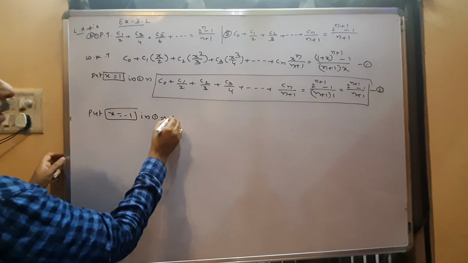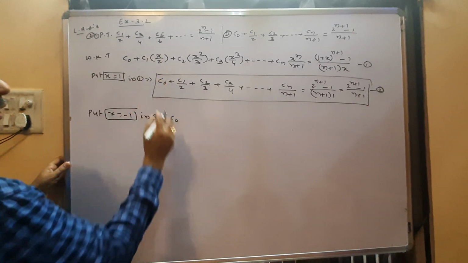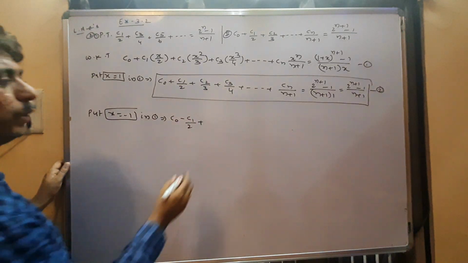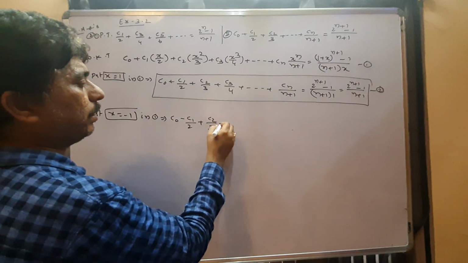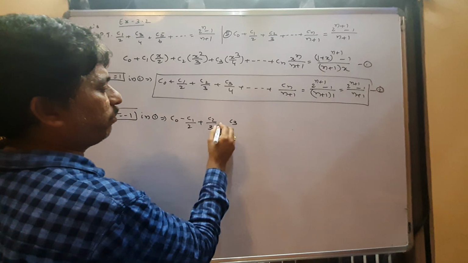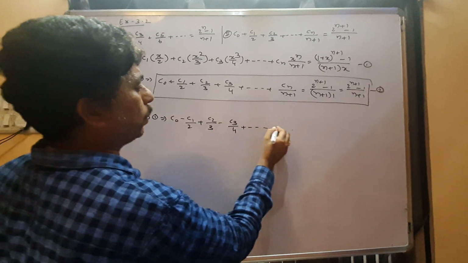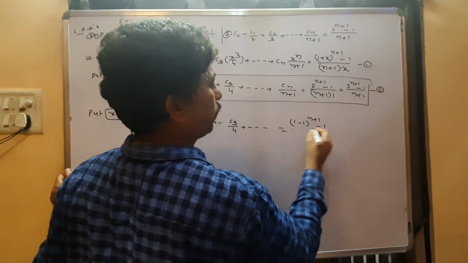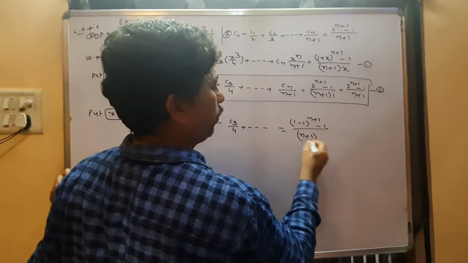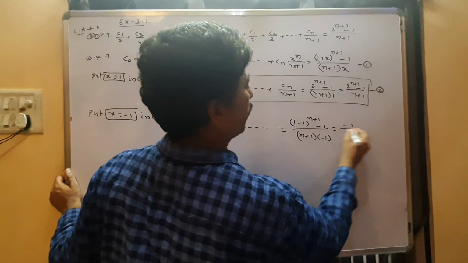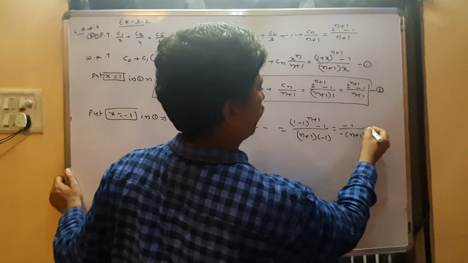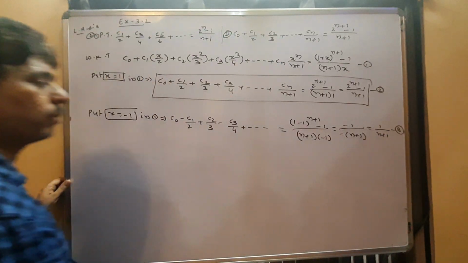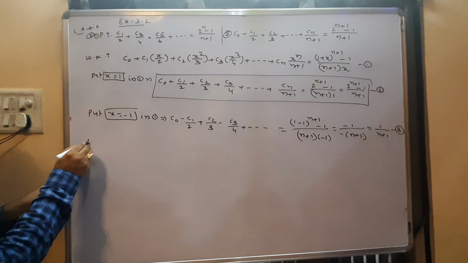We get C0 plus C1 into minus 1 by 2 minus C1 by 2, C2 into minus 1 whole square is C2 by 3, C3 minus C3 by 4 plus and so on. Leave the last term, minus 1 whole power n plus 1 into C_n by n plus 1, into minus 1. This is a minus 1 by minus of n plus 1, that equals 1 by n plus 1. That is the third equation. Now you can do equation 2 minus 3.